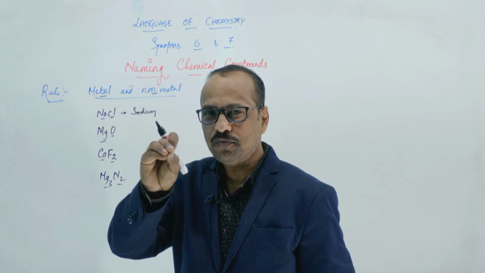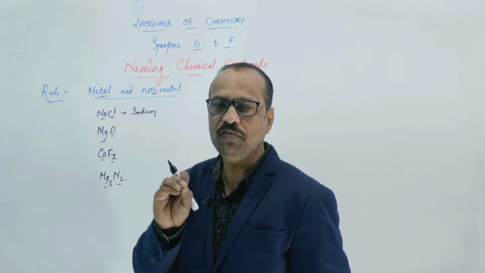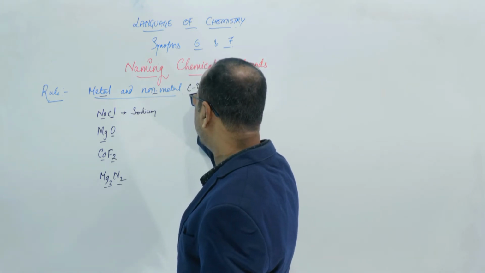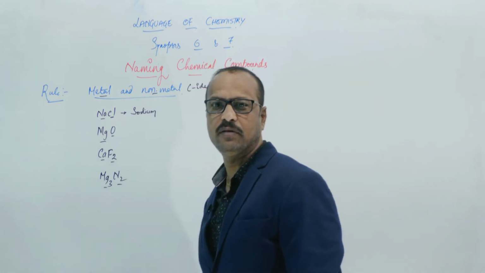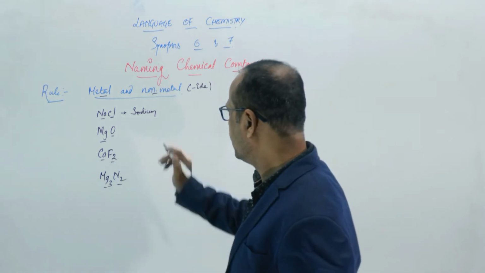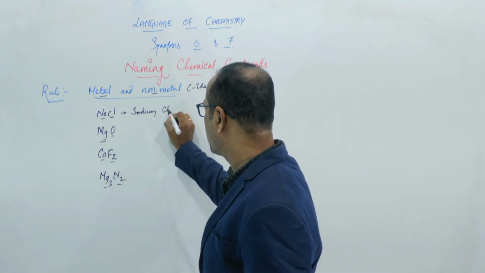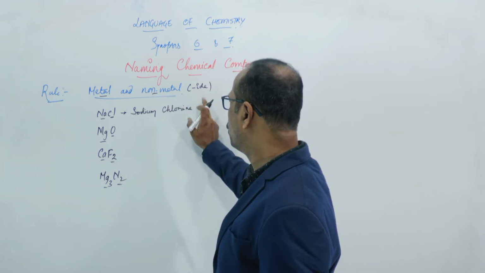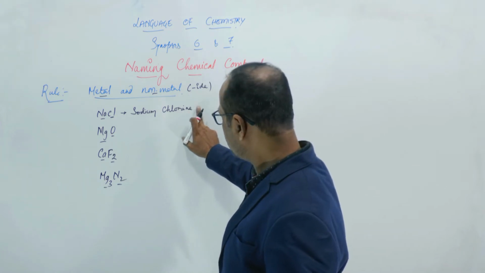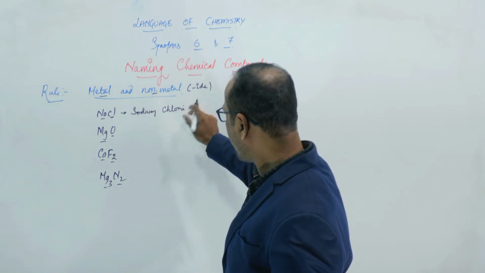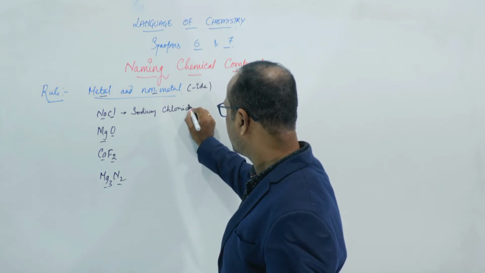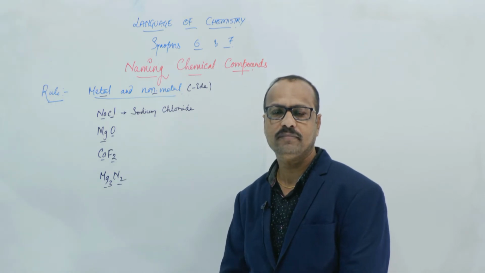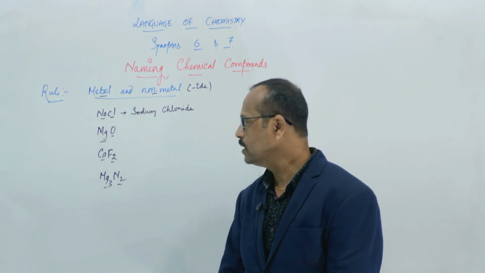add the suffix "ide". The name should end with the "ide", I-D-E. So, here it is chlorine. Here don't write chlorine. Just remove the E and write, already I is there, D-E. So, sodium chloride. That's all. Easy, no? Very simple. Okay.